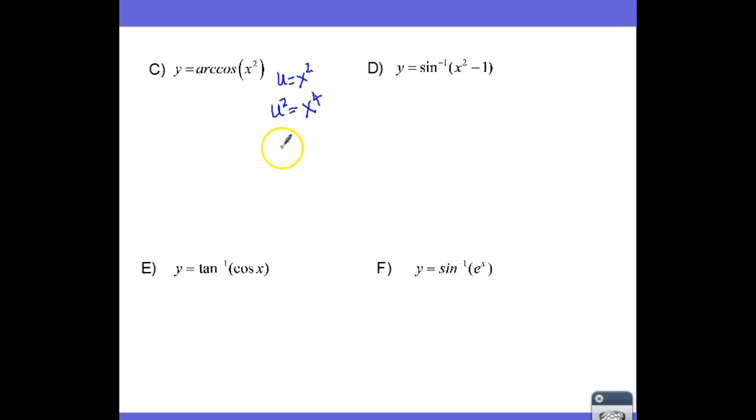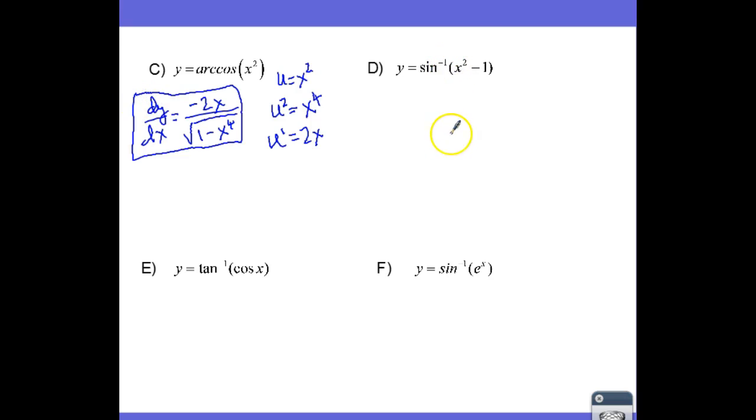And let's go ahead and find u prime. And so u prime is going to be 2x using the power rule. And we can plug into our formula for arc cosine. And what we're going to get is dy dx is equal to negative u prime, so that's negative 2x over the square root of 1 minus u squared, which is x to the fourth, and that's going to be my solution.